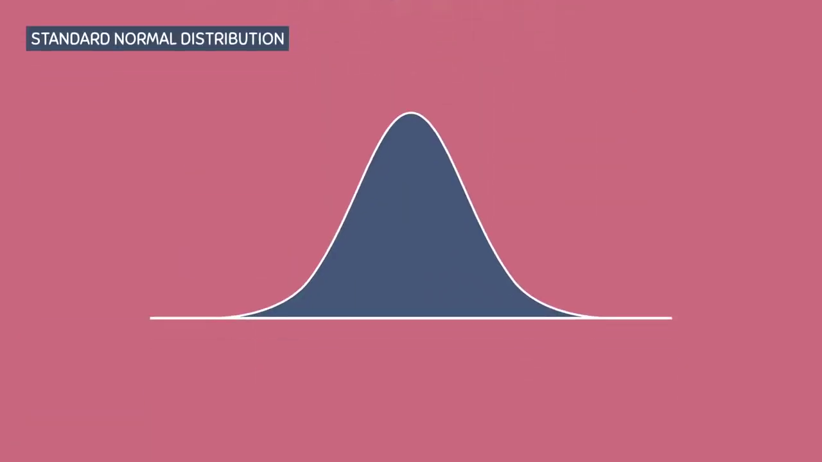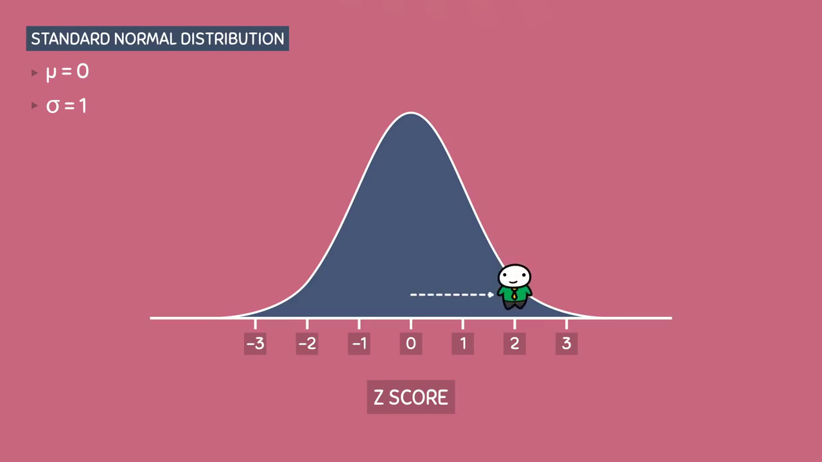The standard normal distribution is a special type of normal distribution that has a mean of 0 and a standard deviation of 1. Because of this, the standard normal distribution is always centered at 0 and has intervals that increase by 1. Each number on the horizontal axis corresponds to a z-score. A z-score tells us how many standard deviations an observation is from the mean mu.